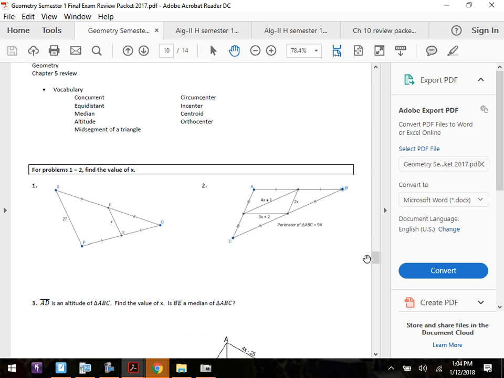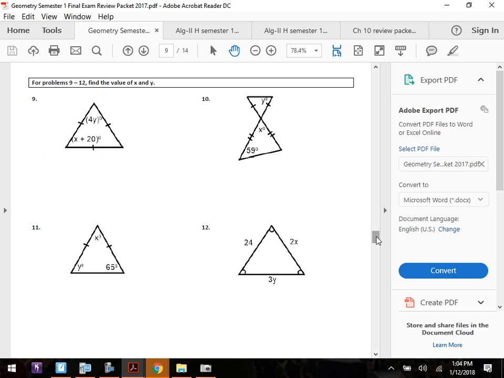Chapter 5, you had a lot of the weird vocabulary. The last bit of 4, you have isosceles and equilateral triangles.